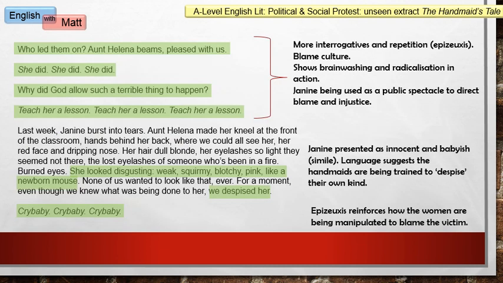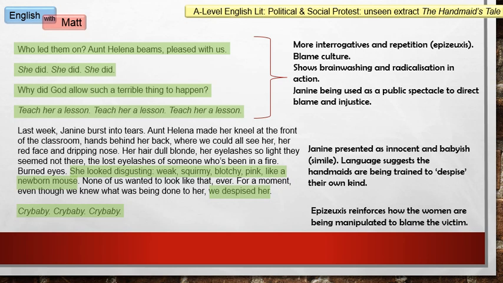JANINE is being a public spectacle, and she is being made to believe that she is to blame for her gang rape. There's an interesting asyndetic list here of words: weak, squirmy, blotchy, pink, like a newborn mouse, suggesting that JANINE is actually being presented as quite babyish and innocent in that simile.